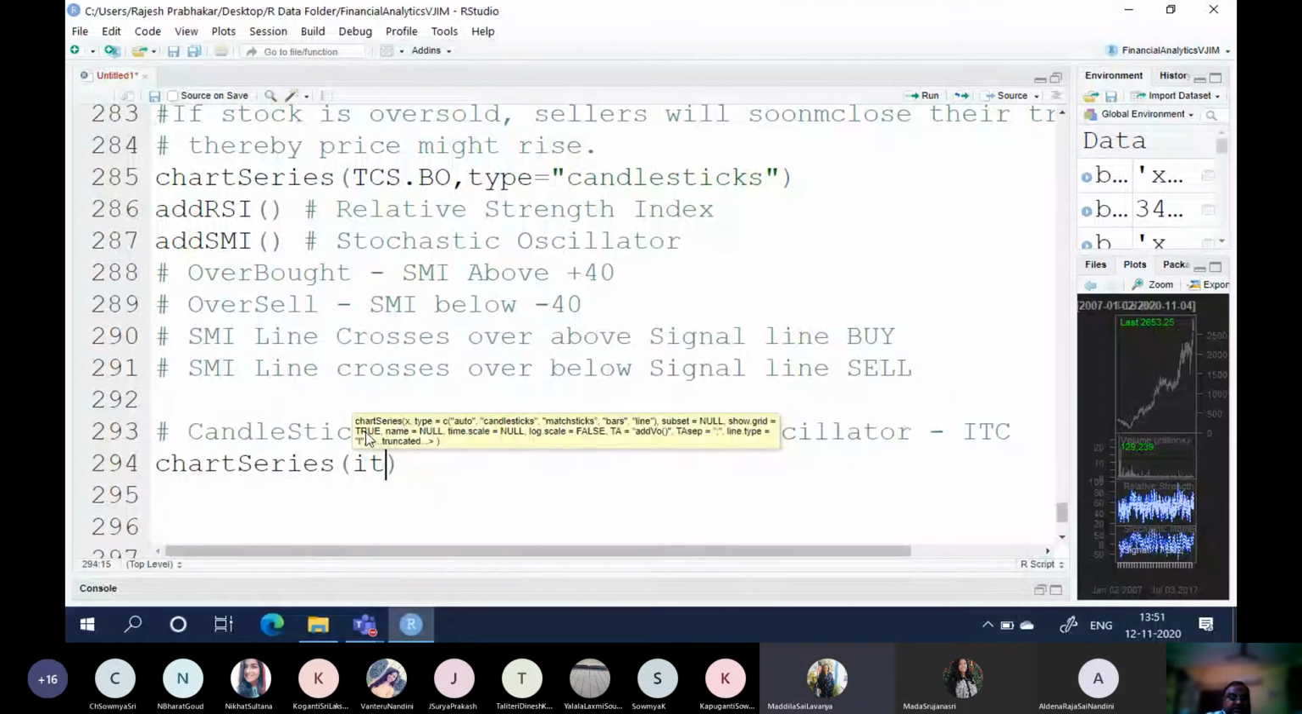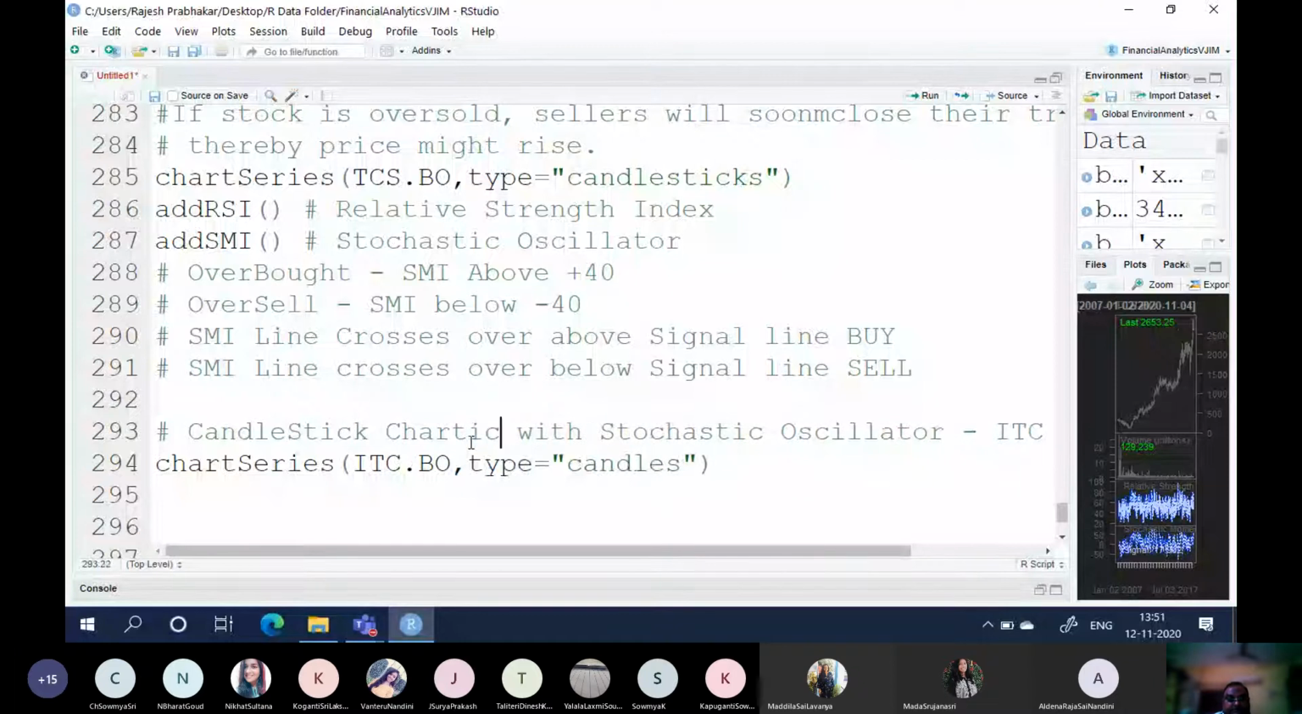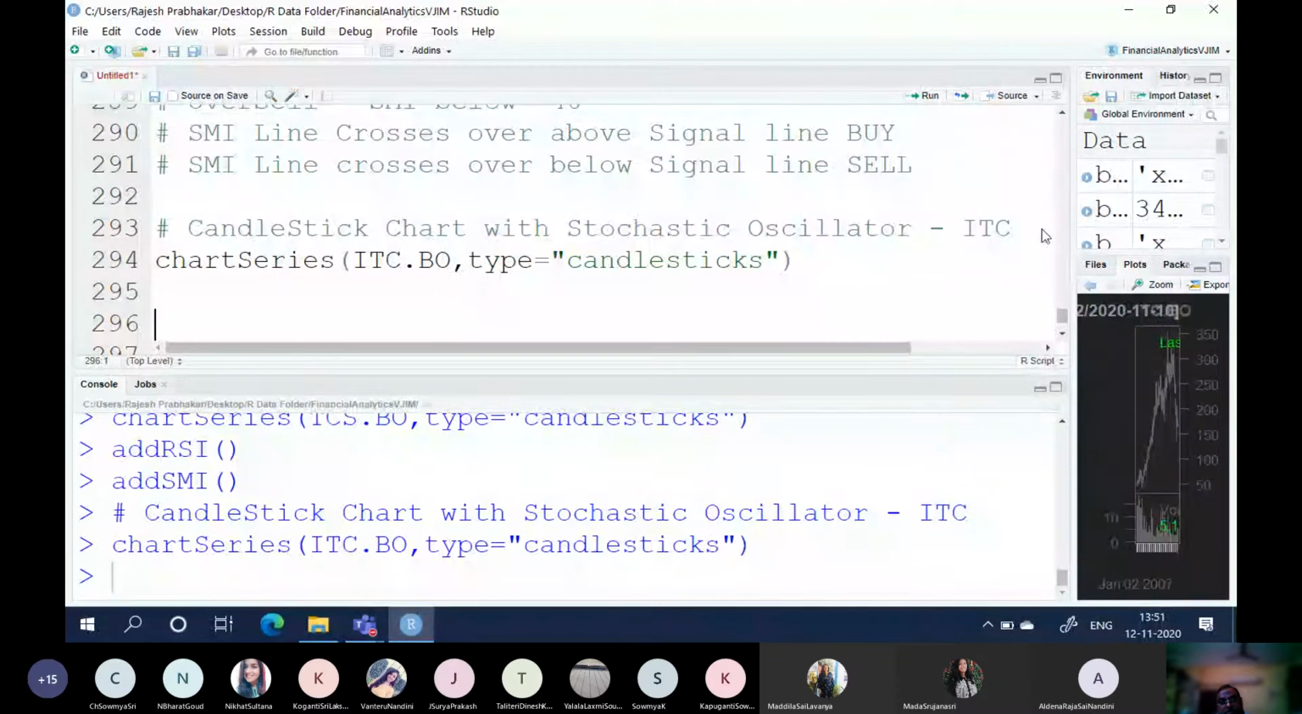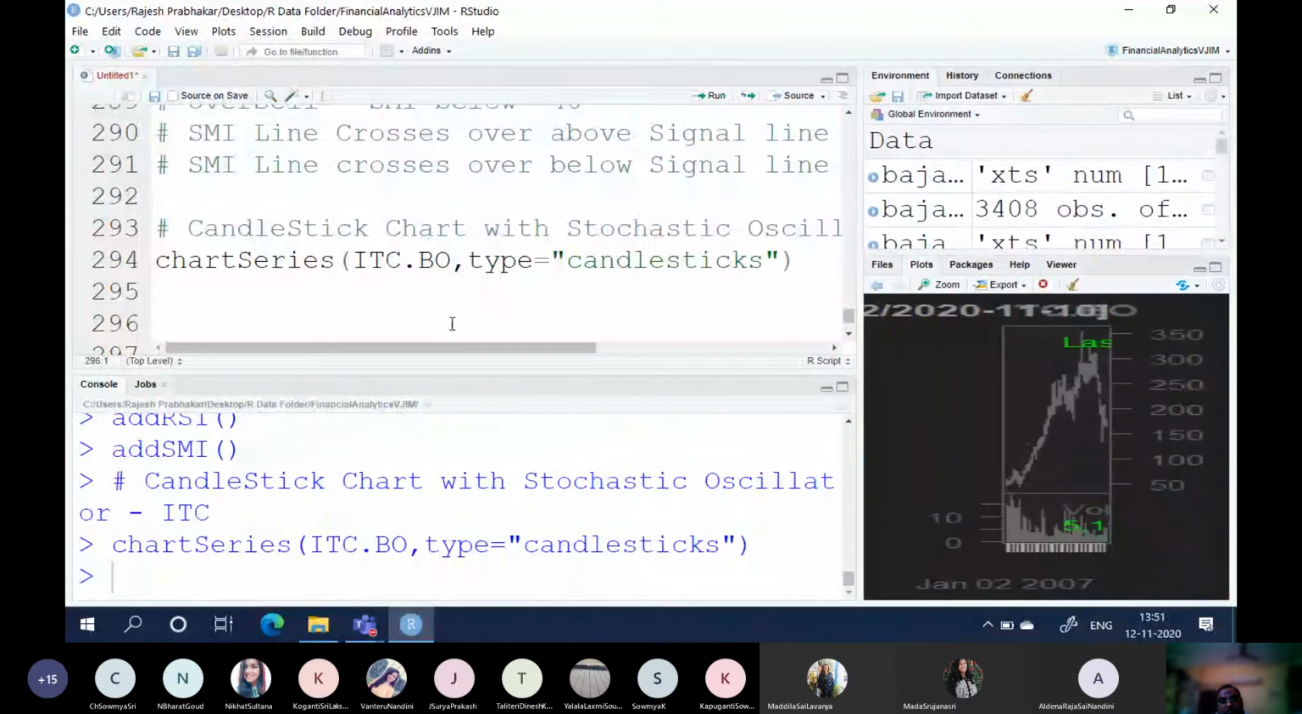Chart series itc.bo, comma, type is equal to candlesticks. I think it's oversold, sir. Okay. Add SMI.